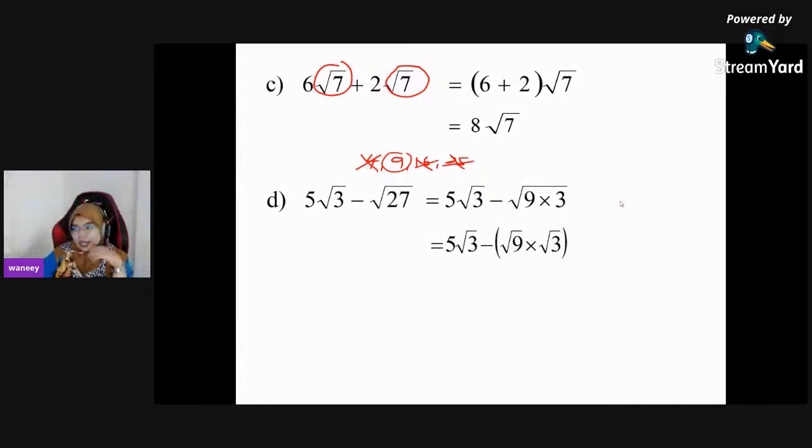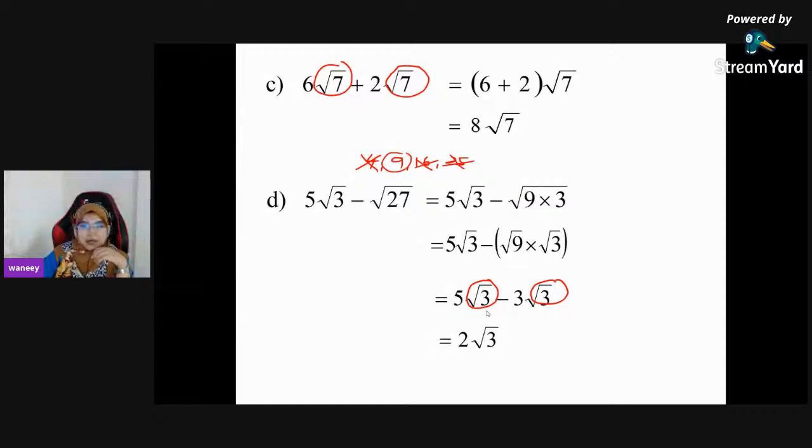And then square root of 9, as you know, should become 3. So we have 5 square root of 3 minus 3 square root of 3. And since these two are similar, square root of 3 and square root of 3, we can easily subtract the numbers. So 5 minus 3 is equal to 2. So this is 2 square root of 3. Okay, so D, done.